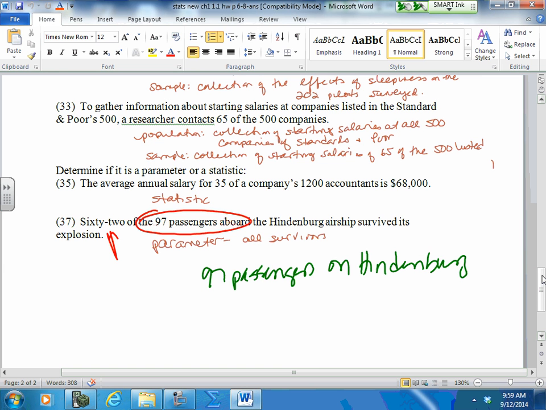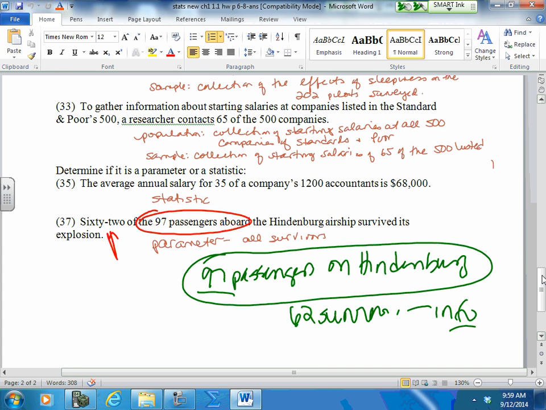Okay, what did they tell you about this 97? 62 survivors. This is the information they're giving you. This is the statistic they're coming up with based on this. And these are all the passengers aboard the Hindenburg. 97 is not a part of them. It's a population of all the people on board.